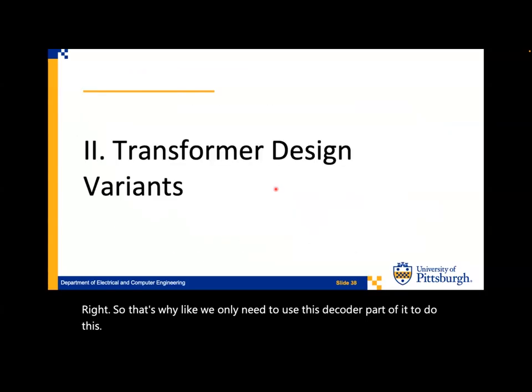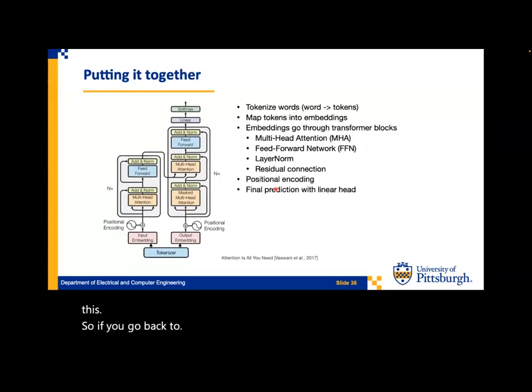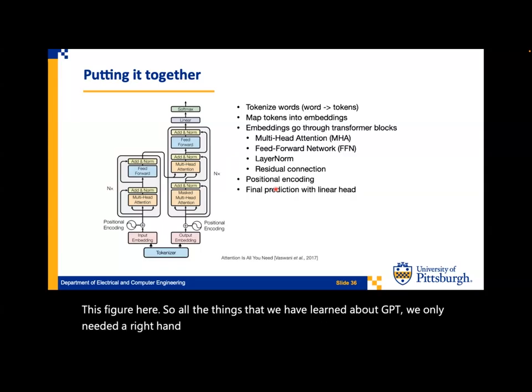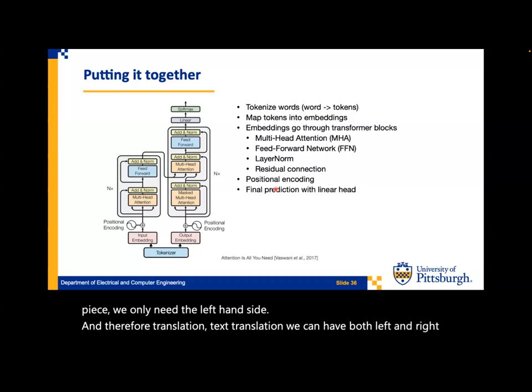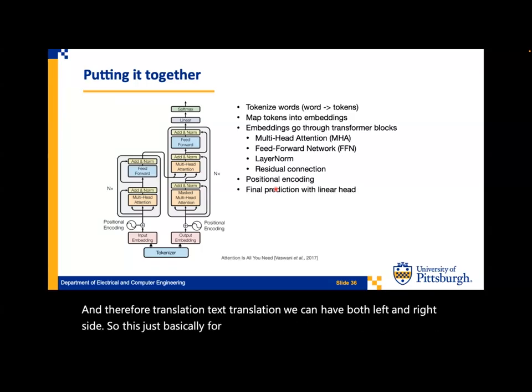So if we go back to this figure here, for all the things that we have learned about GPT, we only needed the right-hand side. And for tasks like filling in the missing piece, we only need the left-hand side. And for text translation, we can have both left and right sides. So basically for different tasks, you need different components.